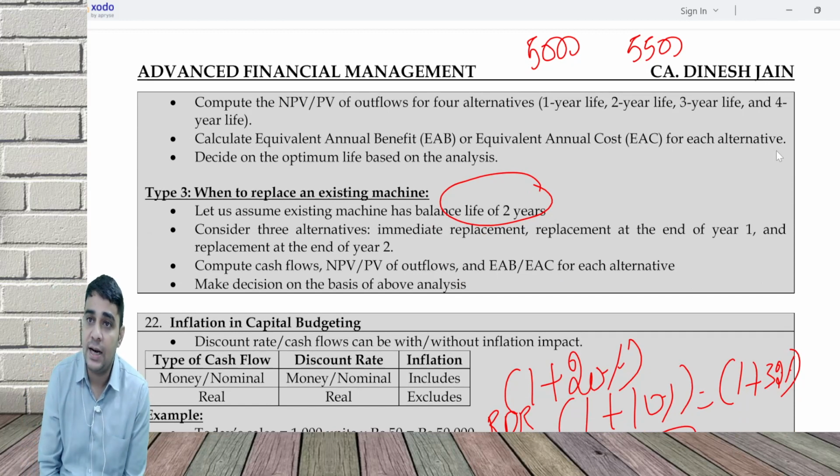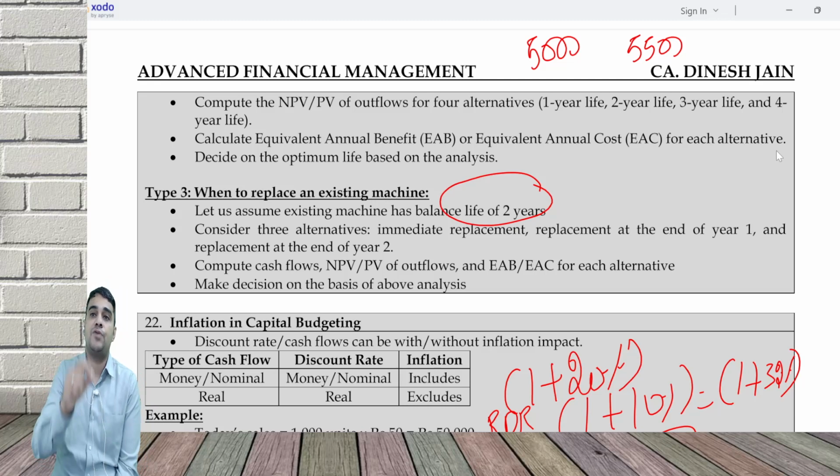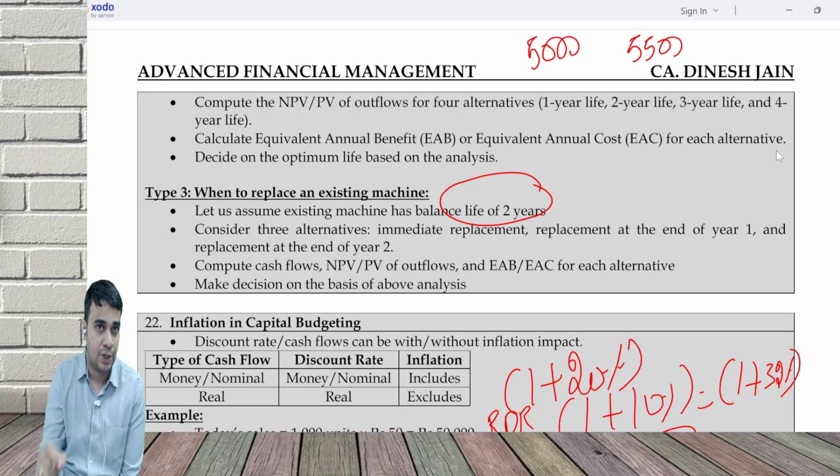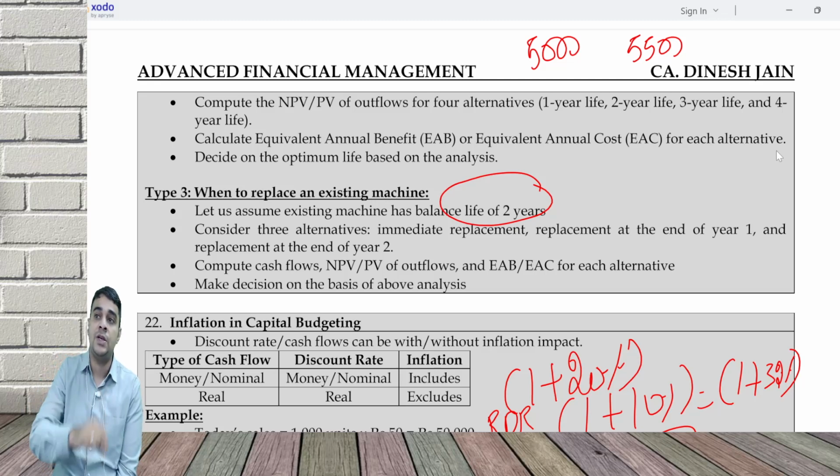Inflation and capital budgeting, there are two types of cash flow. One is nominal cash flow and second is real cash flow. Nominal cash flow is also called money cash flow, which includes inflation. Real cash flow excludes inflation. Nominal discount rate includes inflation. Real discount rate excludes inflation. Real cash flow plus the inflation percentage is nominal cash flow. Nominal cash flow divided by 1 plus inflation rate is the real cash flow. So you can move from here to there, from there to here.